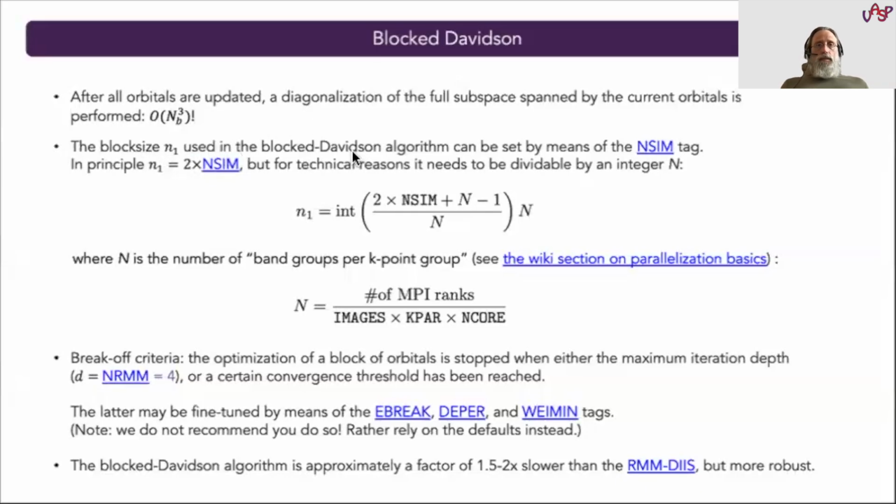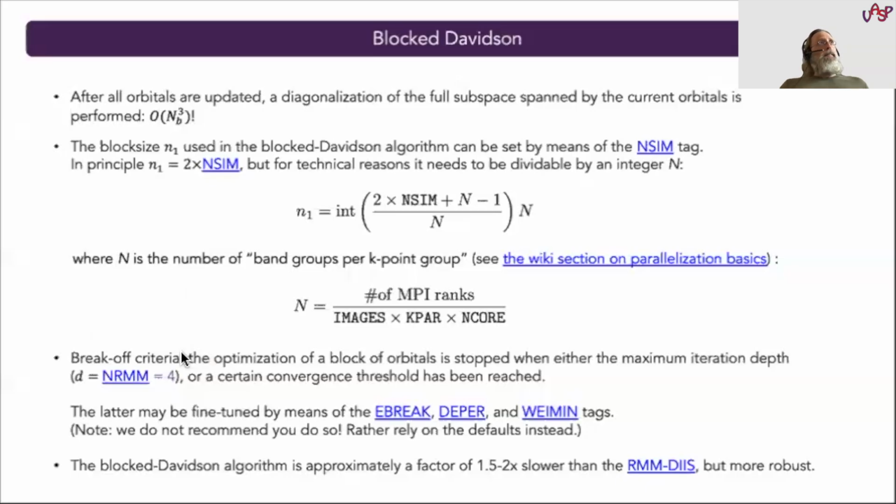So the block size used in the Davidson algorithm is set by a tag, the NSIM tag. Normally you don't need to set it, but if you would like to do so, you can. In principle, N1 is 2 times NSIM, and for technical reasons, however, it needs to be divisible by a particular integer, and this integer is related to the parallelization of the problem over MPI ranks. If you're interested in this, please read the wiki section on the parallelization basics. Like I said, normally not something that one would need to tune.